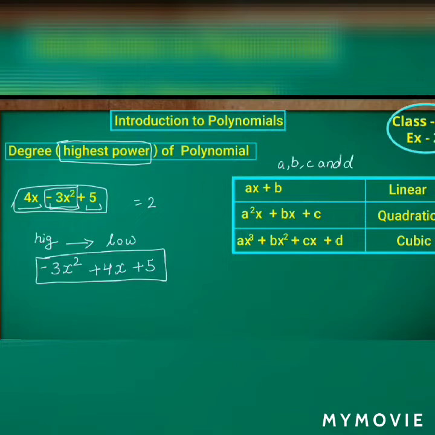Now come to the types of expressions depending upon the degree of the polynomial. So always keep in mind that here the coefficients can be replaced with constants, that is a, b, c as well as d. The coefficients of the variables can be a, b, c and d. If the power of the variable is 1, then those expressions are said to be linear expressions. So if you observe, the power of the variable x is what? 1. So it is said to be linear.